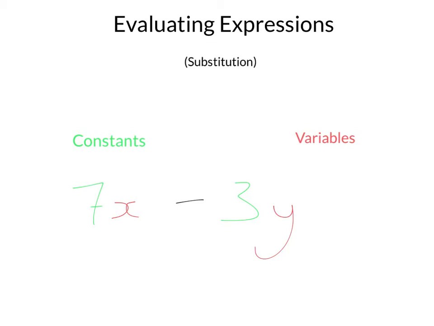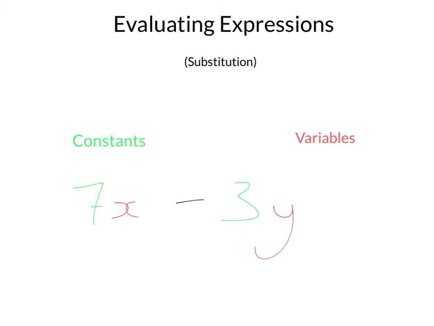What we normally recognize as numbers, we call constants. So 7 and 3 here are our constants. The reason why we call them constants is because their value does not change. x or y could be any value. We can put in whatever we want for it. But for the constant, it always stays the same. So it always stays as 7 and 3.